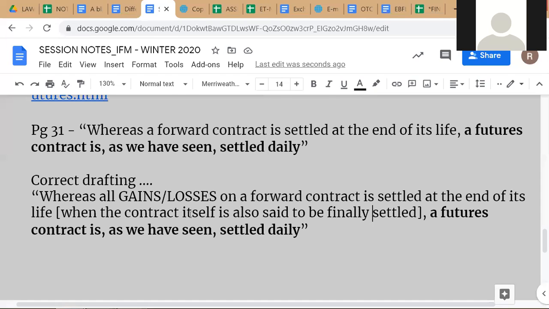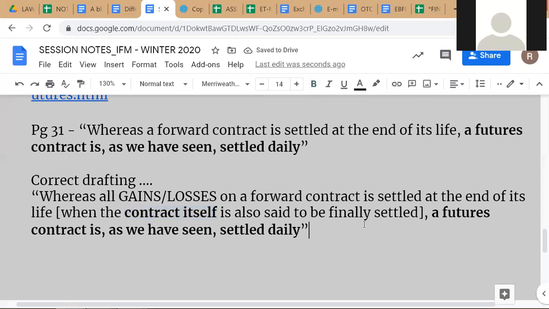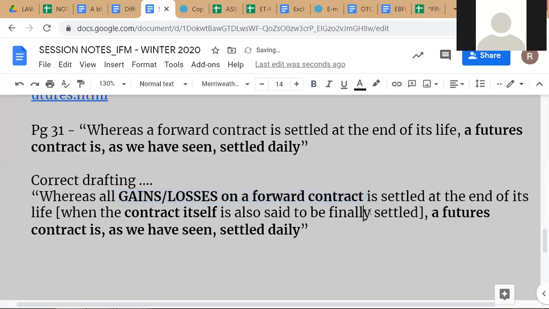Okay, the contract. So I'm making a difference here. Notice I'm making a distinction between the contract itself, the settlement of the contract itself, and the settlement of gains and losses on the contract. Okay, these are two distinct things, and I think when we write, we should be very particular, because maybe everybody's not that particular about the use of language, but I think it's important. So we should analyze this statement in the book and say the statement is not correctly drafted.